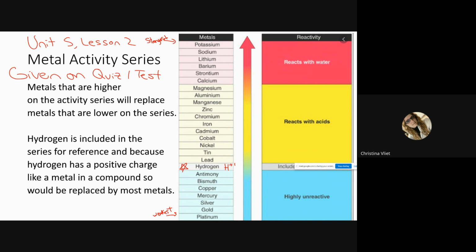Would potassium kick zinc out of a compound? Yes. Would silver kick iron out of a compound? No, because it's not powerful enough. So the idea is that you're going to be consulting this list to see if the metal that's by itself is going to kick out the metal that's in a compound. That's what you're going to be doing. So hold on to it, keep it, because we're going to use it for questions a little bit later.